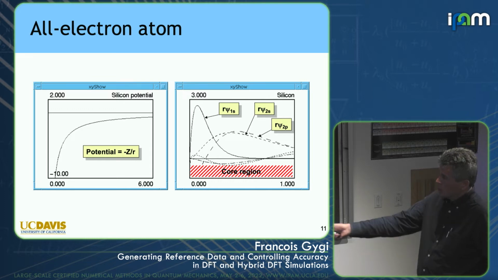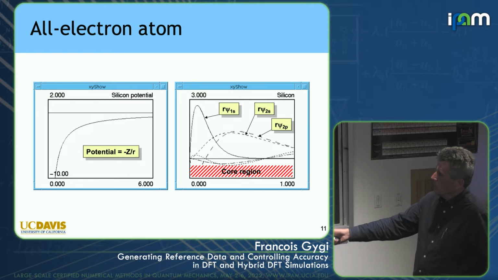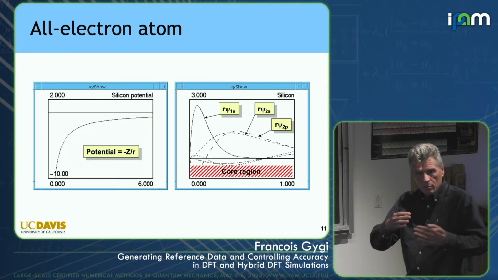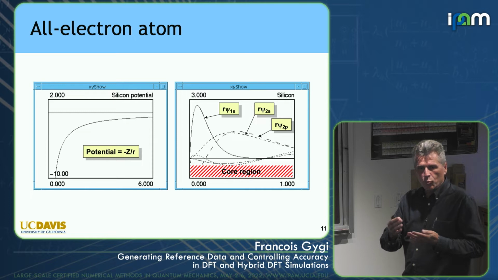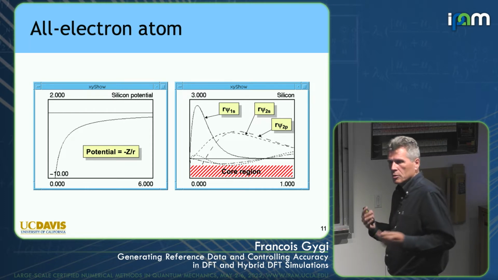So if I just zoom now on the core region, this is still all-electron. I see the 1s orbital multiplied by r here, and the 2s. Of course, the question is, there's still overlap between 2s and 3s, and where do we cut? And that's where all the art of making a pseudopotential comes in.